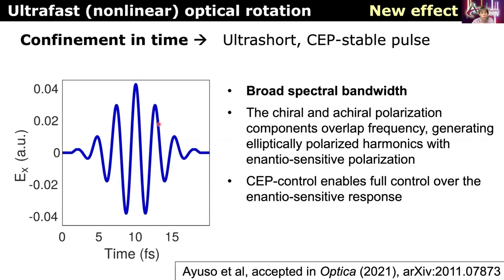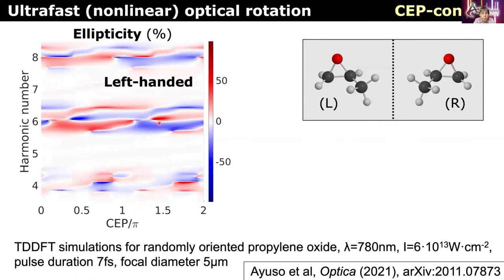So we have done numerical simulations for randomly oriented propylene oxide, which is this chiral molecule here. We use these laser parameters, and this is the ellipticity of the harmonic light emitted at a given position in the far field as a function of the harmonic number and as a function of the carrier envelope phase. So red means that for this harmonic, for this CEP, we get positive ellipticity. Blue means negative ellipticity, and white means linear polarization.